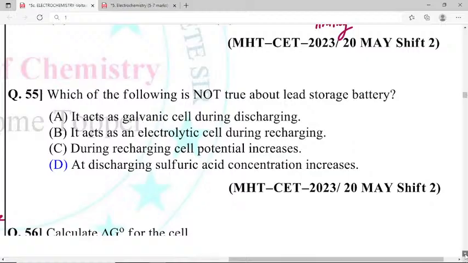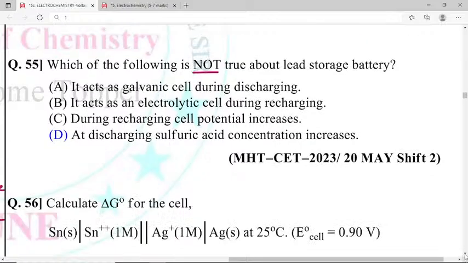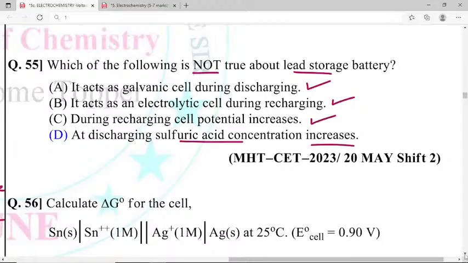Which of the following is not true about lead storage battery? It acts as a galvanic cell during discharging, correct. It acts as electrolytic cell during recharging, correct. During recharging, cell potential increases. At discharging, sulfuric acid concentration does not increase, it decreases. So this is not true, and this is your answer.